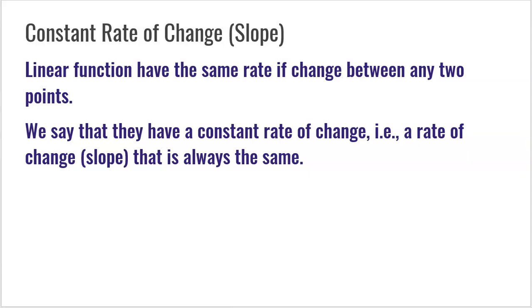This is a really simple idea. Linear functions have the same rate of change between any 2 points. That's why when we look at a graph of a linear function, we recognize that it has a constant rate of change. It doesn't matter what 2 points you choose, the rate of change between them will always be the same. That might not be true for other functions, but for linear functions, it's always true. So we say they have a constant rate of change, i.e. a rate of change or slope that is always the same.